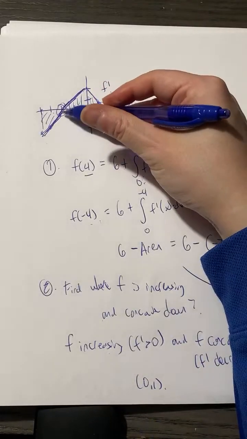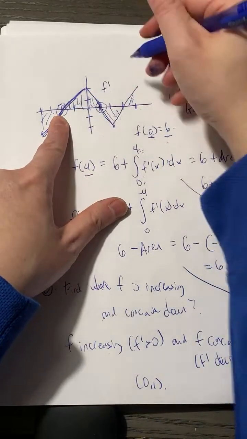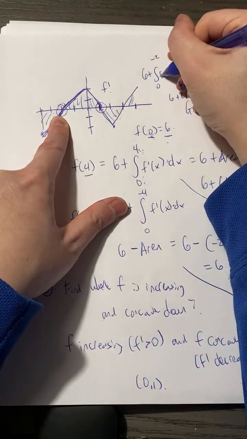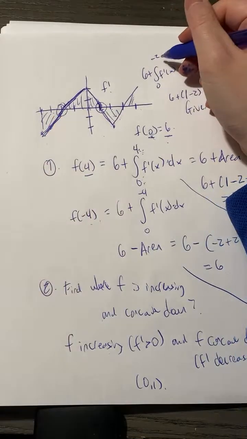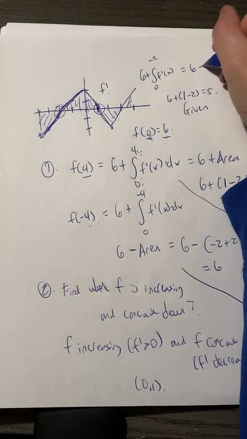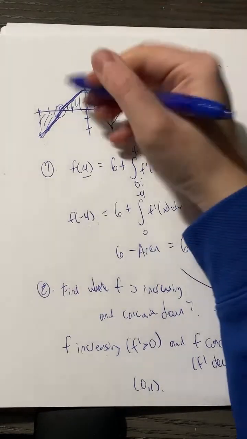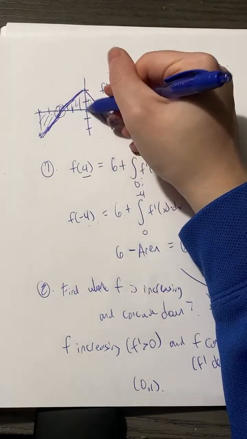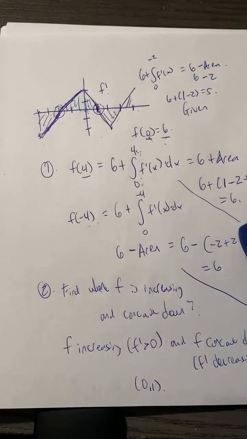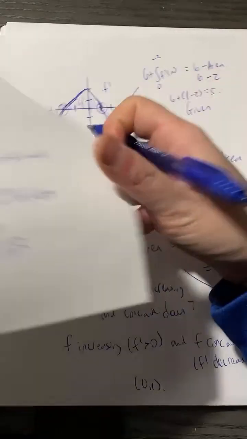And then when you plug in -2, it'll be 6 plus the integral from -2 to 0. And again, just keep in mind that when you plug in a smaller number on the upper limit here, you have to negate the integral. So it's going to be 6 minus the area instead. From -2 to 0, this triangle has 2 units of area, so it's going to be 6 minus 2, so it'll be 4.